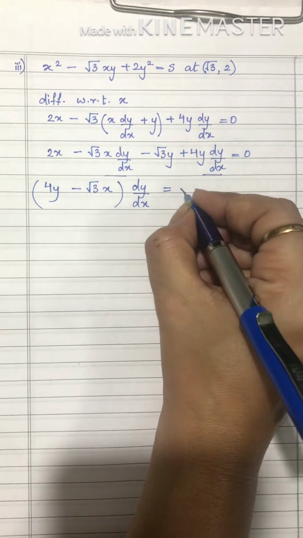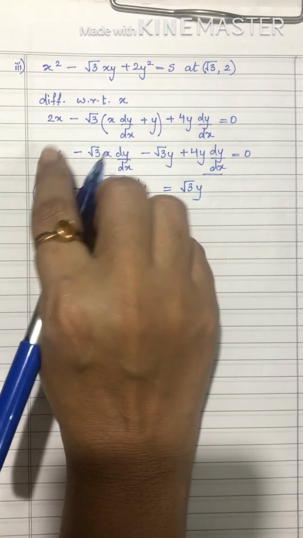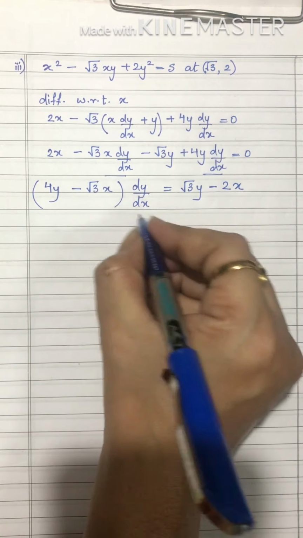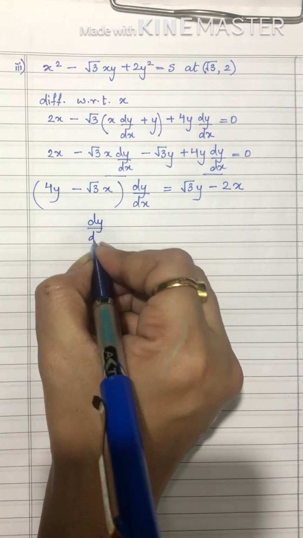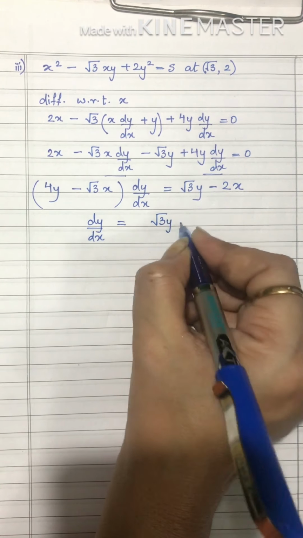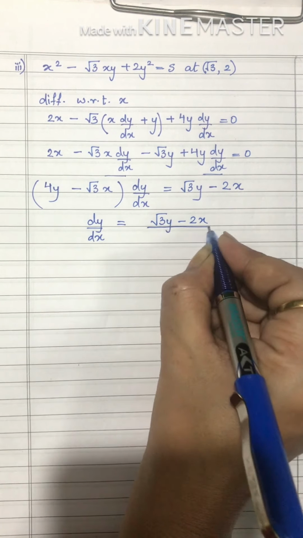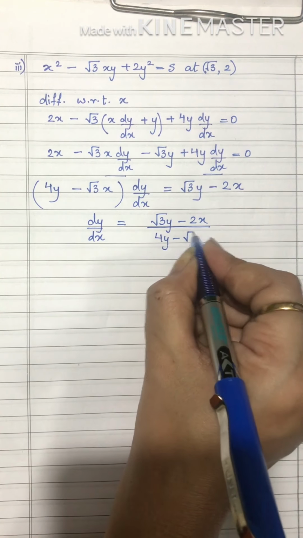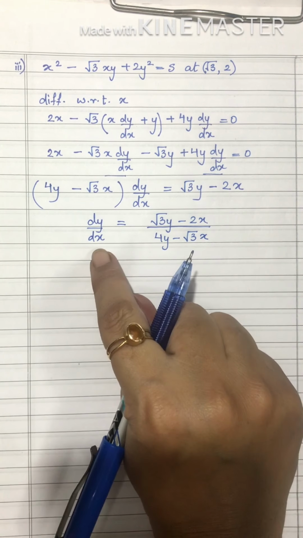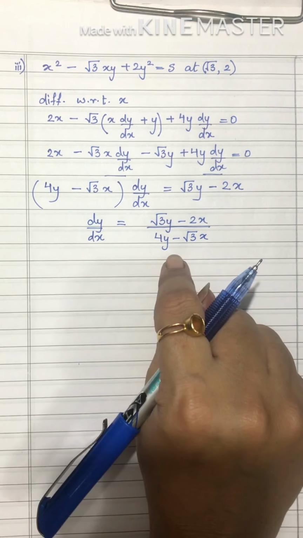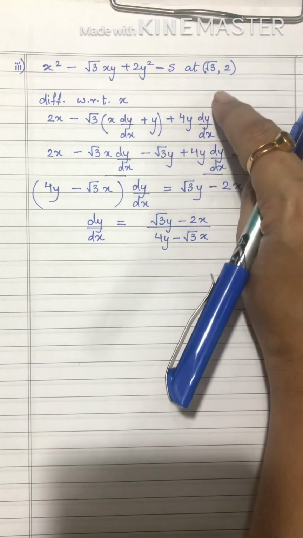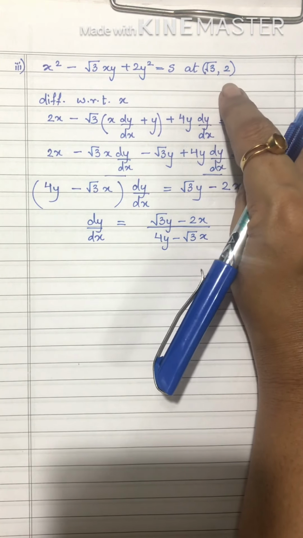So minus root 3y would become root 3y, and 2x when you take to RHS it becomes minus 2x. Okay, now we are interested to find dy upon dx. So dy upon dx we are getting here root 3y minus 2x upon 4y minus root 3x. Okay, now we have found the differentiation of the given function, which is actually slope for the tangent, but we have to find slope at the point root 3 comma 2.